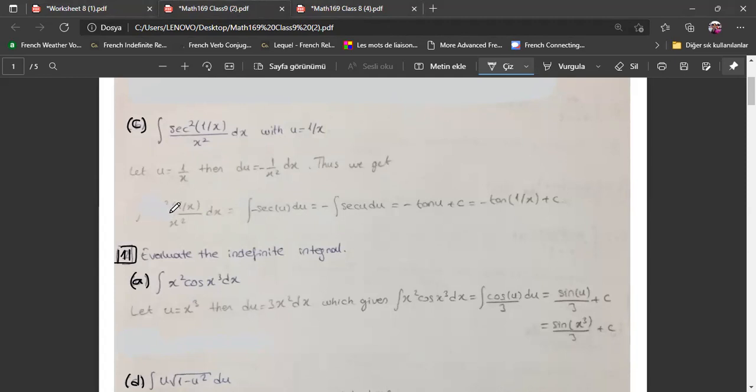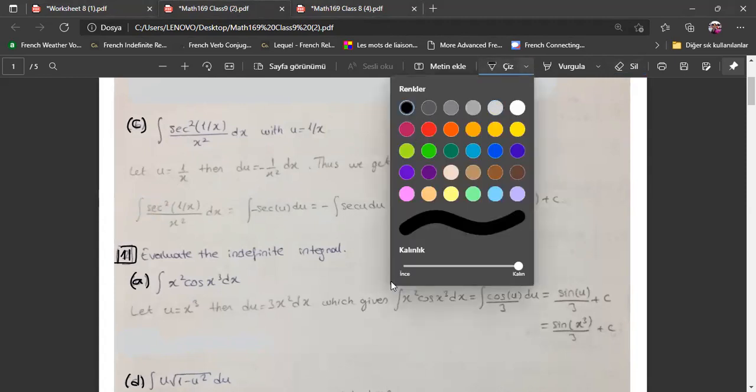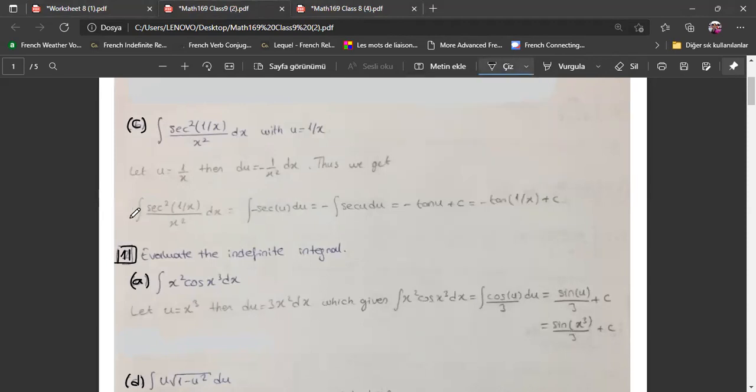So here in the numerator we have secant squared u, right, and du is equal to minus 1 over x squared dx, right? Here we have dx over x squared, then it gives minus du, right? So we have this function then, right?